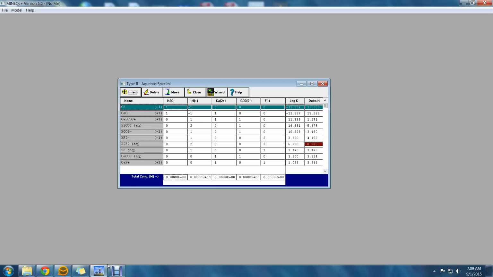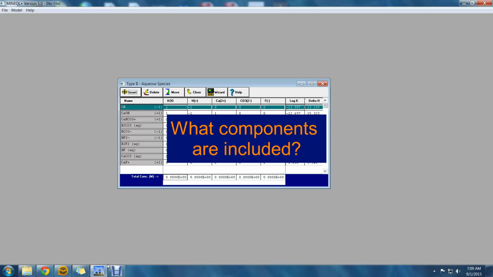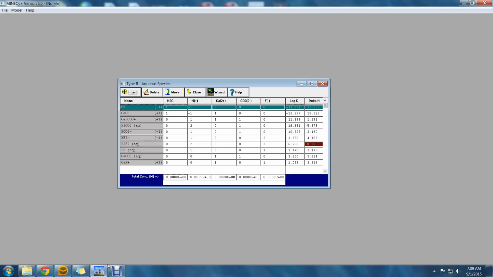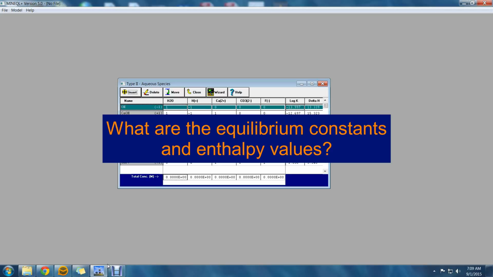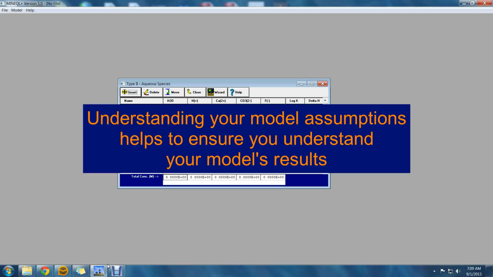By using the Tableau, you can quickly see what chemical species are included in your system and how they are categorized, what components are included, what their reaction equations are, and what their equilibrium constants and enthalpy values are. Review of the overall system is an important step prior to running a calculation. If you don't know what assumptions are going into your calculation, it is difficult to have confidence in the results.